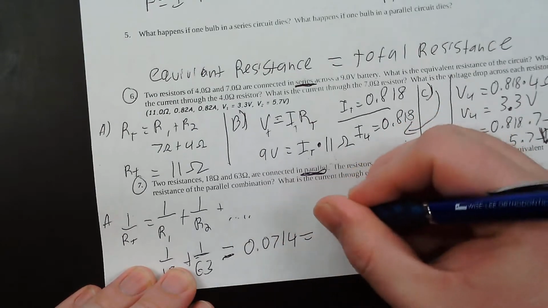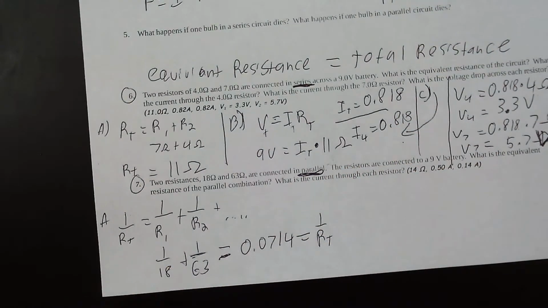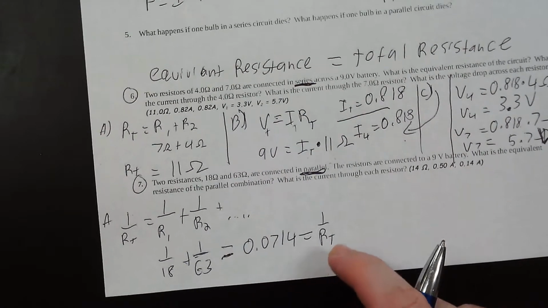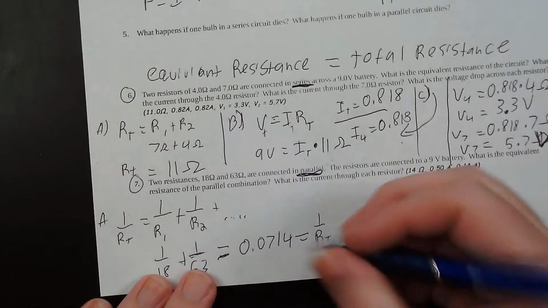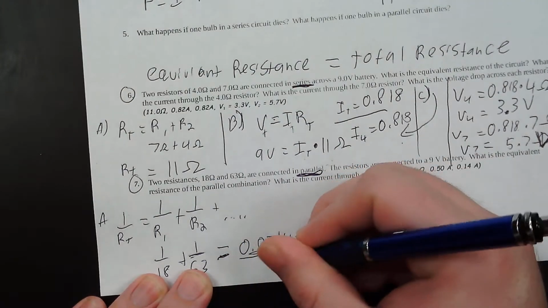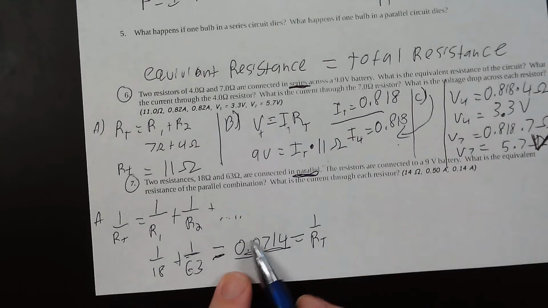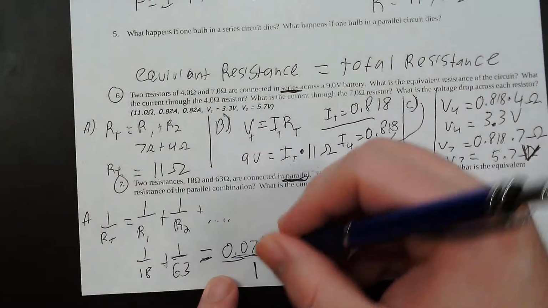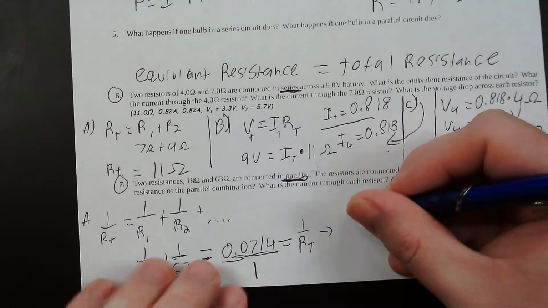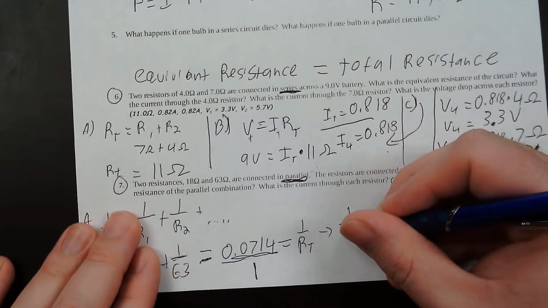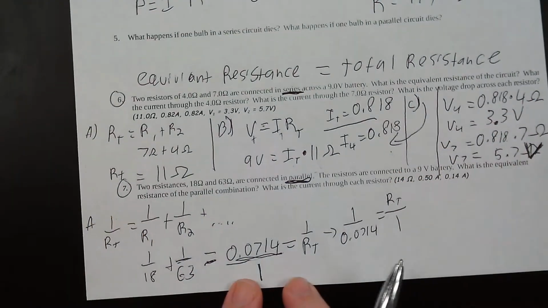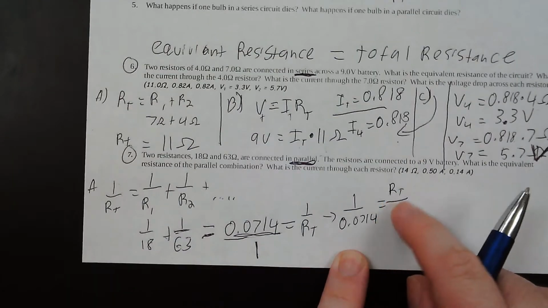0.0714, and that's going to equal 1 over my total. Okay. The thing you have to keep in mind is at the very end, you need to flip your answer. Okay. So let me just turn this into a fraction real quick. Okay. My answer is 0.0714 over 1. I need to flip both sides upside down. So, instead of doing this, I'm going to do 1 over 0.0714 equals my total over 1. I flipped it upside down.